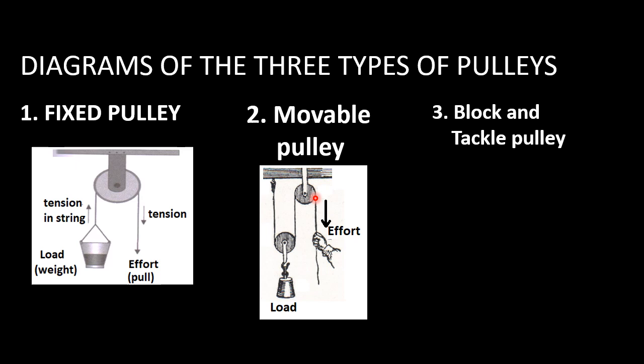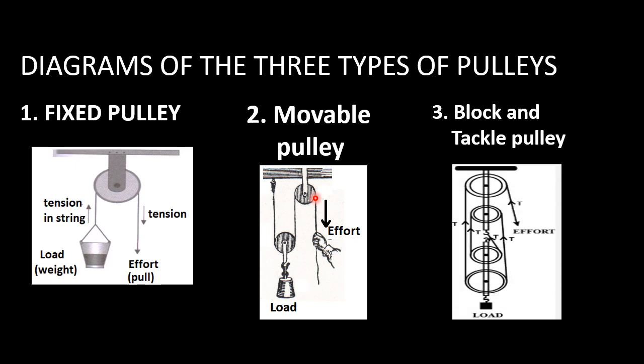The third type is called block and tackle pulley. Block and tackle pulley consists of two parts. It consists of a part which is fixed, like here the upper part is fixed, and the lower part moves up and down depending on the direction of the effort.